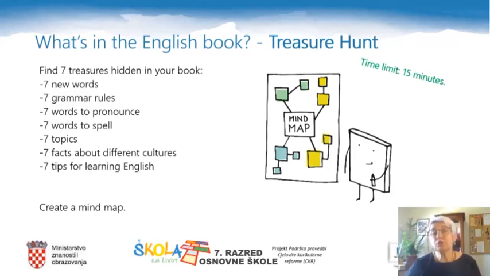Why? Because you know what you have in your book. It's a reminder kind of activity. You will look again and check that you remember well what you have learned from your book. Your task is to find 7 of each of these items, 7 treasures, 7 new words.